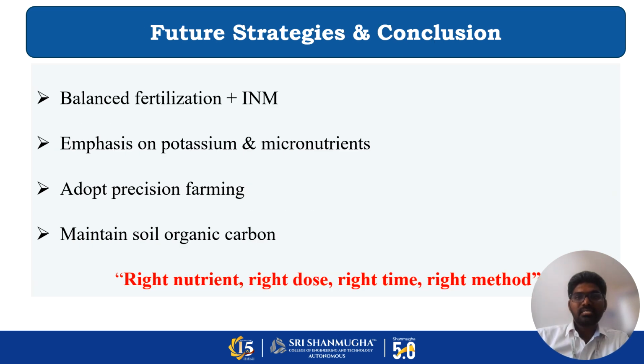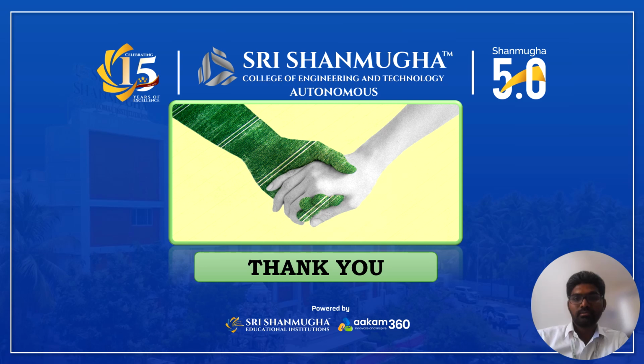The future strategies and conclusion: balanced fertilizer plus integrated nutrient management helps in increasing yield. An emphasis on potassium and micronutrients helps in increased yield. Adopt precision farming technologies. Maintain soil organic carbon in a better way. By adopting the right nutrient, right dose, right time and right method, we can increase the productivity and profitability of sugarcane through proper nutrient management. Thank you.